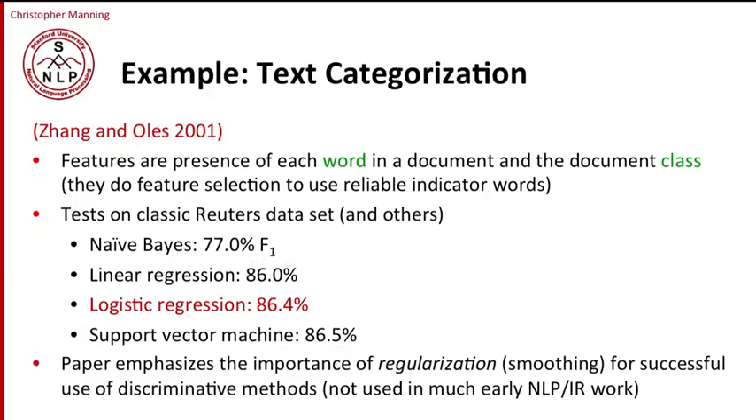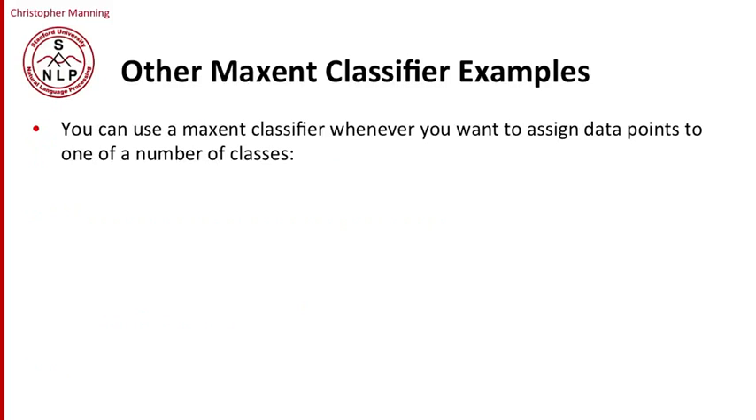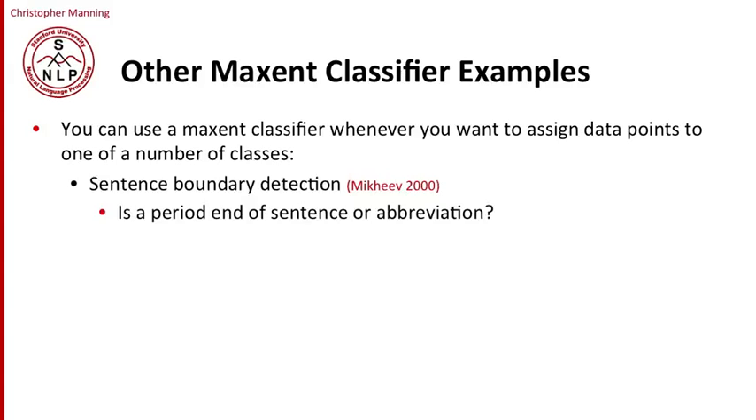Another thing that the paper emphasizes that we'll come back to is the importance of regularization or smoothing for successful use of discriminative models. That was something that wasn't used in much of the very early NLP and IR work on discriminative models, but turns out to be very important. There are many places where you can use a Maxent classifier. It's whenever you have some data points that you want to assign to one of a number of classes. So let's just look through a few more examples.